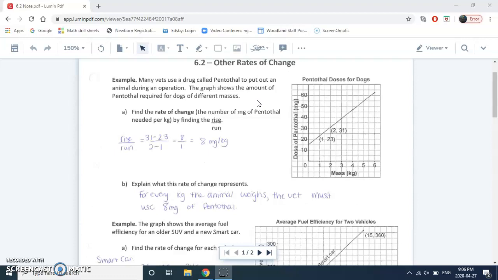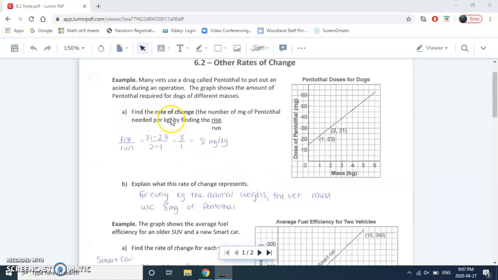Many vets use a drug called pentothal to put out an animal during an operation, that is, put it to sleep. The graph shows the amount of pentothal required for dogs of different masses. So on our graph here, we have dose of pentothal in milligrams along our y-axis. This is our dependent variable because it depends on how much the dog weighs, or what the mass of the dog is. So we see our scale along our x-axis goes up by 0.5, so every other line is our whole number, and our y-axis is actually going up by 5s.